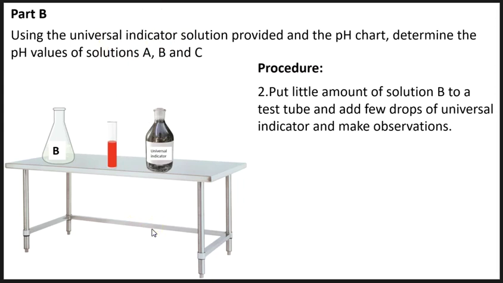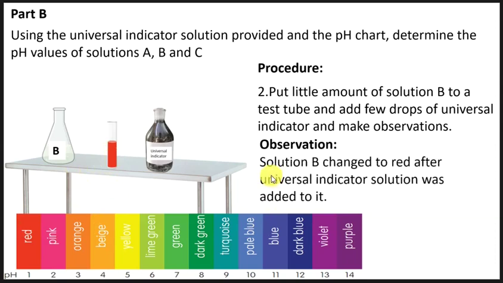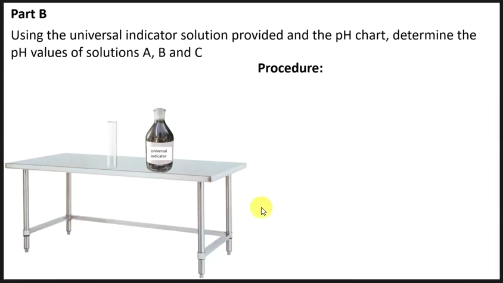So again, we'll get the pH chart and compare the colors. The color we have seen is red, so this matches with the red. Our observation will say solution B changed to red after universal indicator solution was added to it. Then you also go to another part.